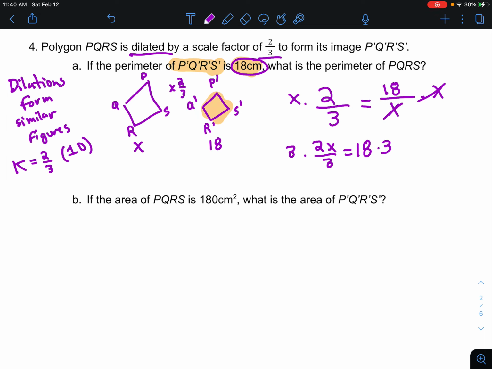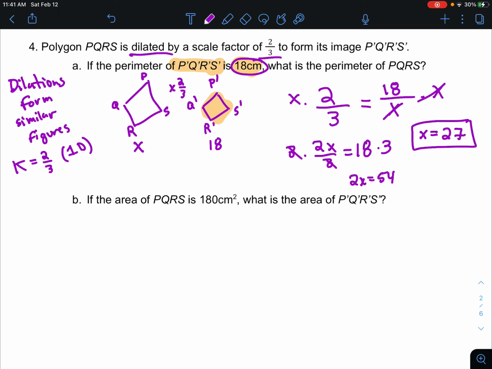We get 3 out of the denominator. We get 2X equals 3 times 10 is 30. 3 times 8 is 24, so 54. And then X is equal to 54 divided by 2, which is 27.